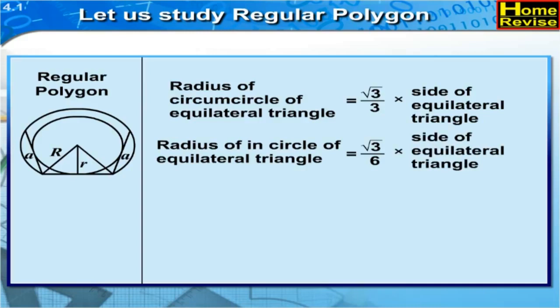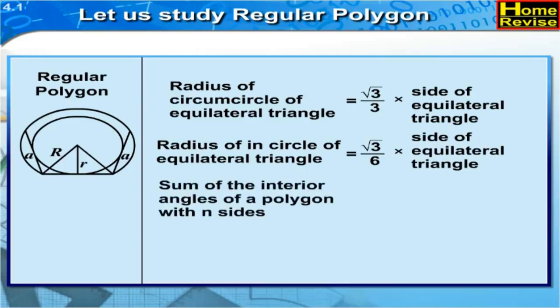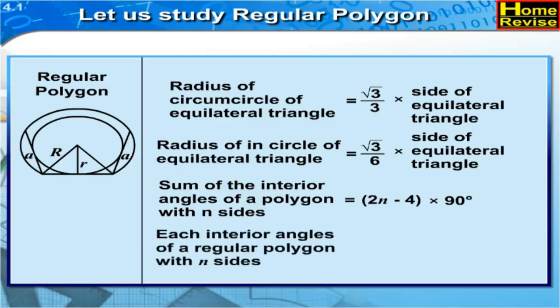Sum of the interior angles of a polygon with n sides is equal to 2n minus 4 into 90 degrees. And each interior angle of a regular polygon with n sides is equal to 2n minus 4 upon n into 90 degrees.